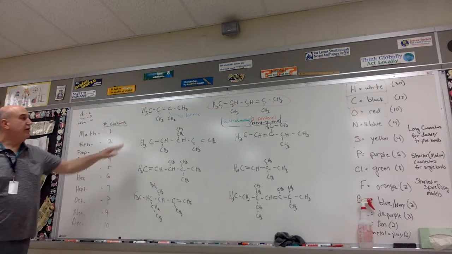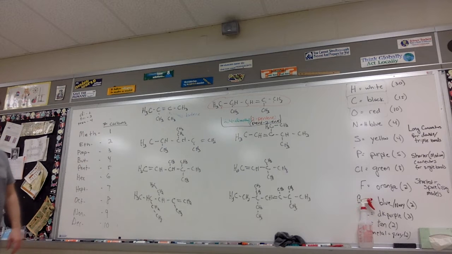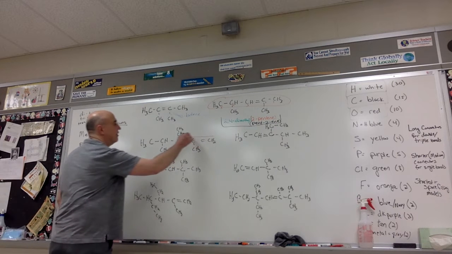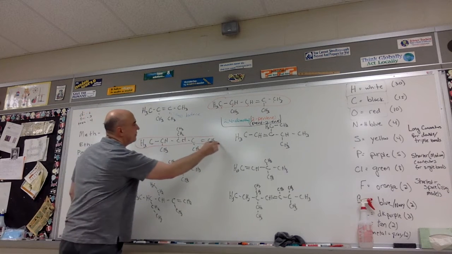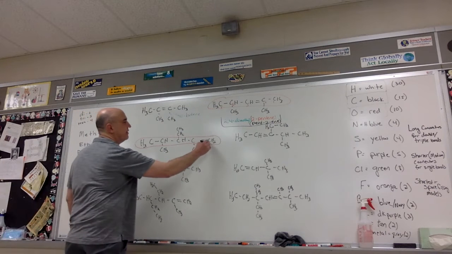All right, let's go to this one. What's the longest chain you can find here? And it has to include the double bond. 5. So it is a 5 chain. So again, we can just go across. And which way are we going to number this one? Right to left, because our double bond's here.